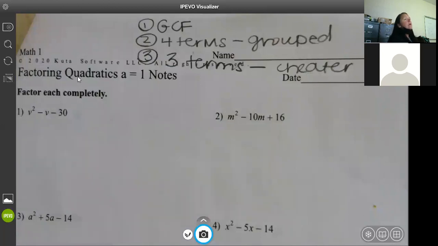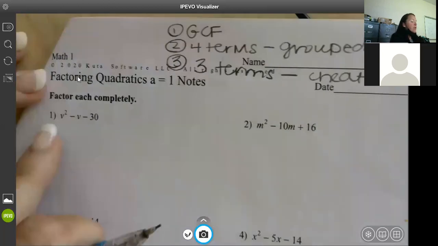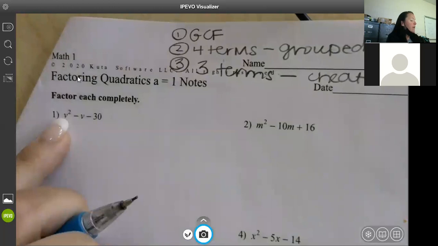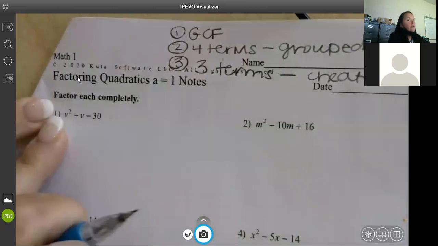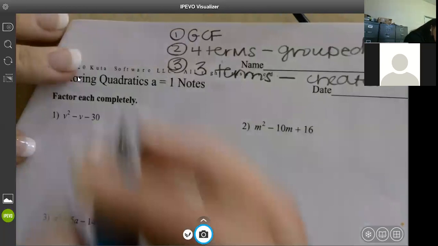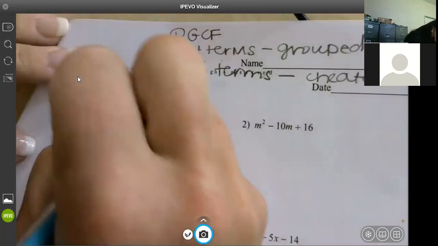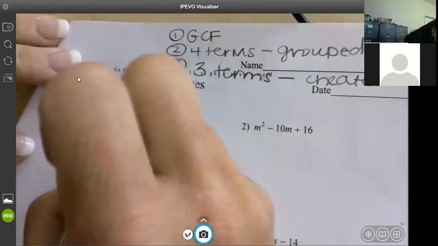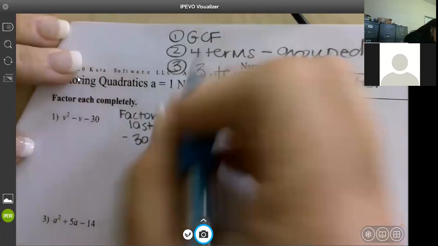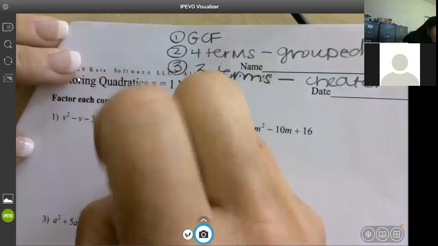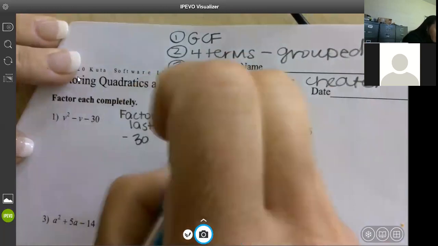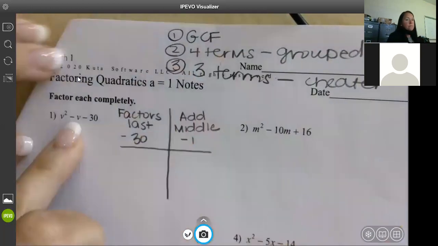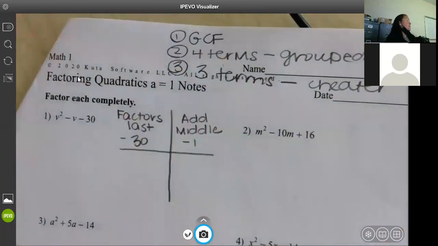So for the very first one, the reason we can use cheater method is there's no number in front of this b squared. Tomorrow we'll put a number in front and we'll learn a different method. So because there's no number in front, what we're going to do is find factors of the last. That'll be negative 30. That add to the middle. And we will not write this every time. Your middle term is negative 1. And once we find those factors, we're pretty much done.